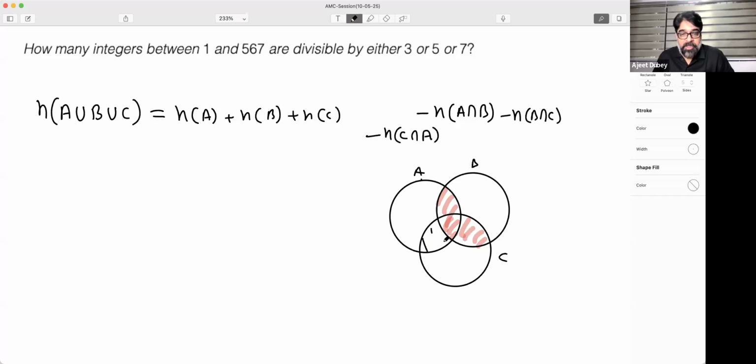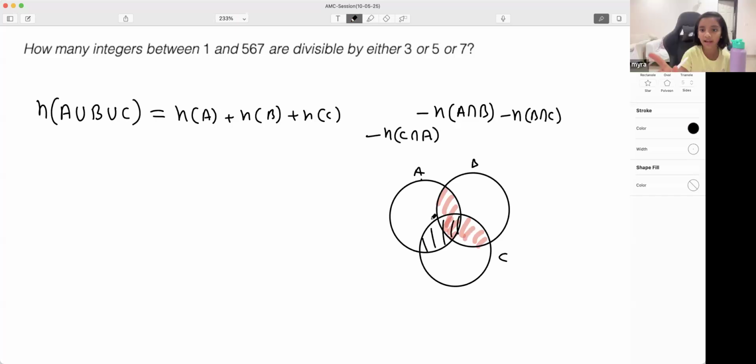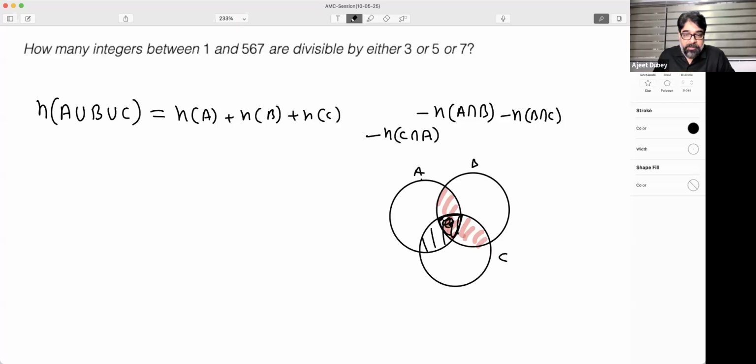But during this process, think carefully, everybody. Plus we have to add 3. This particular portion is added 3 times and subtracted 3 times. So this is totally gone. I have to add 1 time, because this is common to all 3.